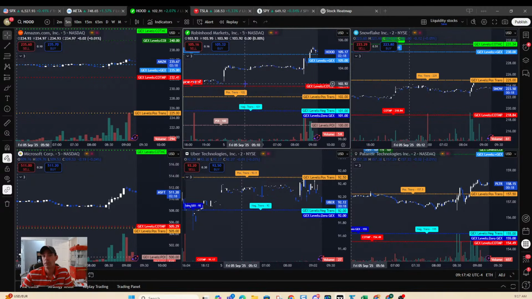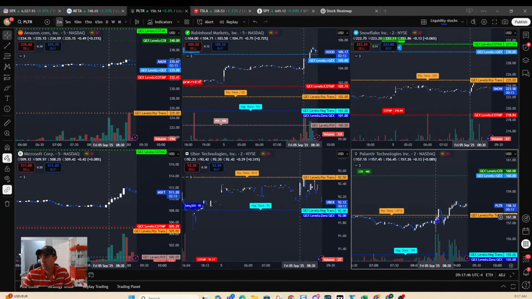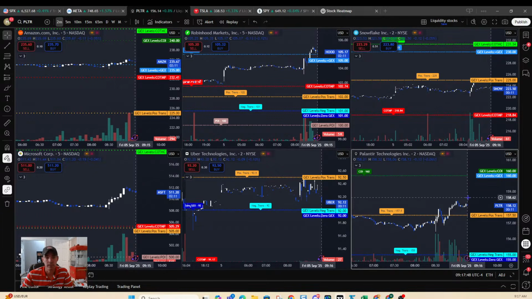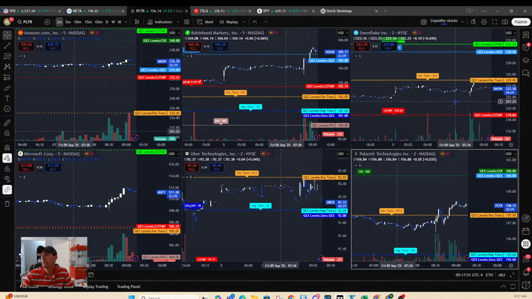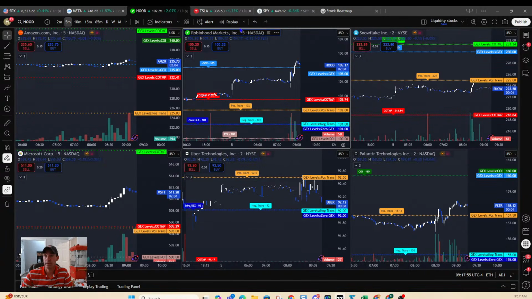So yeah, a few other stocks, obviously Microsoft, Uber, PLTR is above transition. So that's important. Obviously 160 to the upside would be one of those you want to watch. Snow, Hood reaching PGX there at 105. So may see some stalling there.